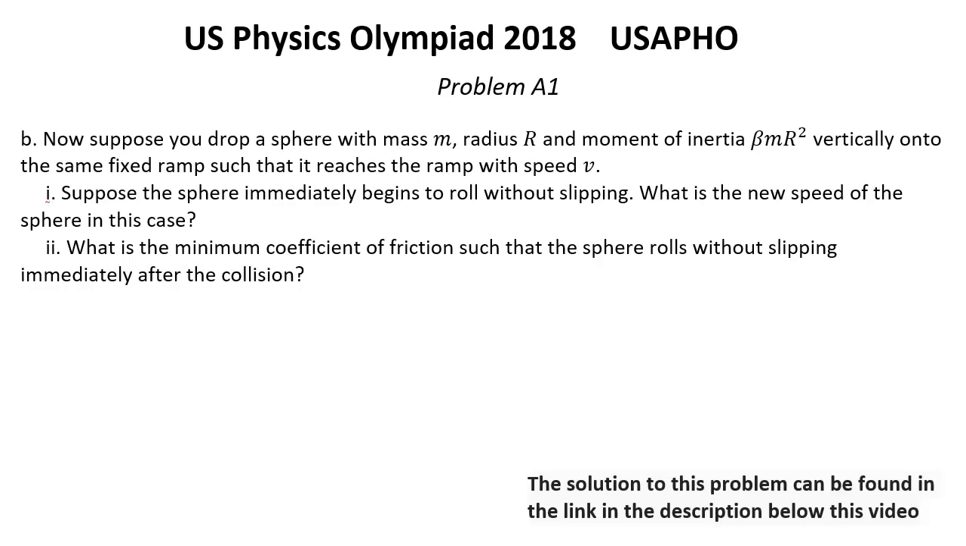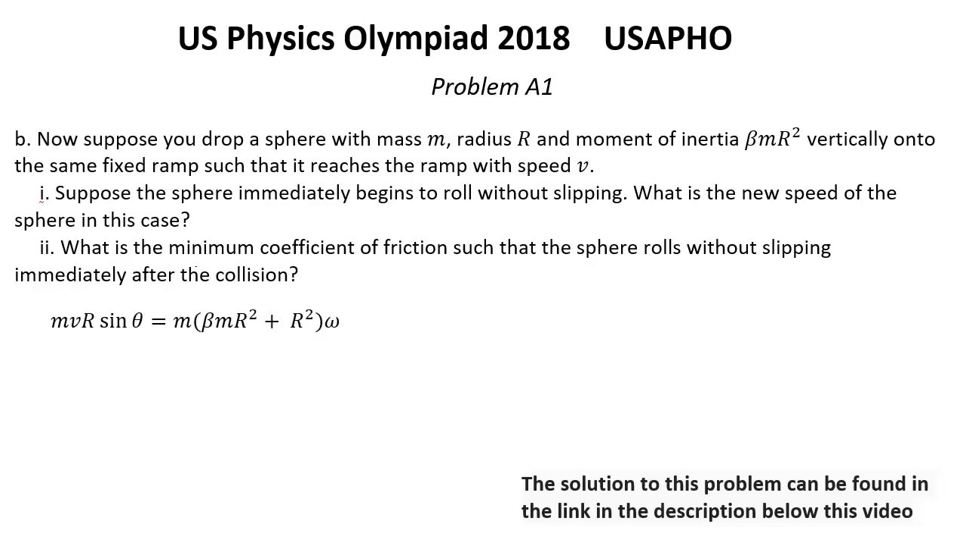Here, because we have no slipping after impact, we have angular momentum conservation around the point of contact. It means that initial angular momentum, which is mvr sine theta, equals final angular momentum, which is m multiplied by the moment of inertia around this point, which is beta m r squared plus r squared due to the parallel axis theorem, multiplied by omega, the angular velocity of rotation. And because we don't have slipping, we have omega equal Vx over r. From here we can find the horizontal speed of the sphere, Vx, which is v sine theta over 1 plus beta.